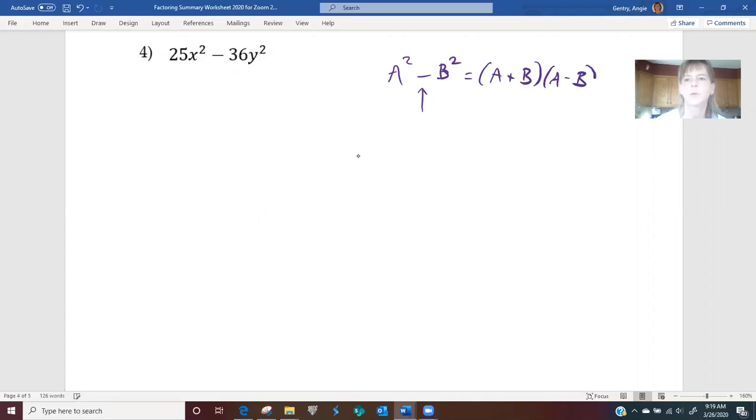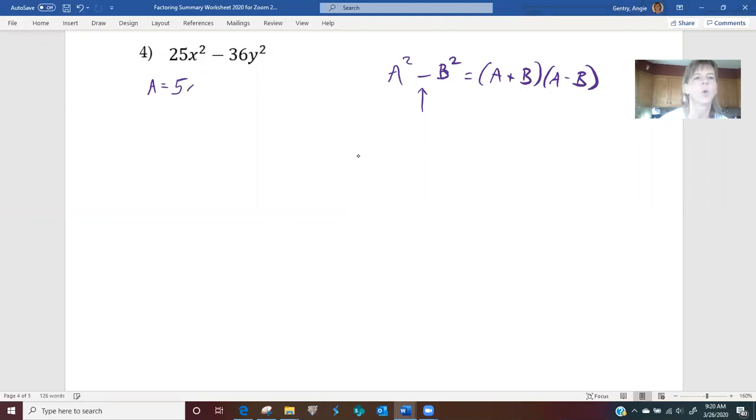And you learned this in a previous chapter, that if you FOIL these over here, the middle term will cancel, and you end up with a difference of squares. So you look at this and say, well, it's a difference of squares. So if it is, then something squared would give me 25x squared. What would that something be?